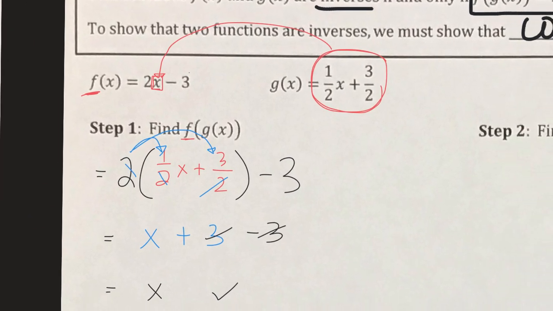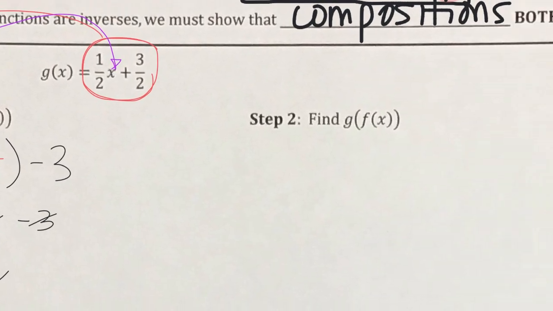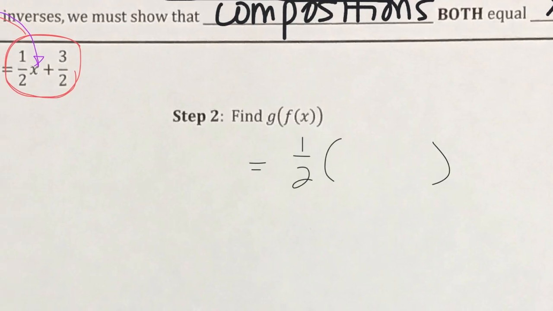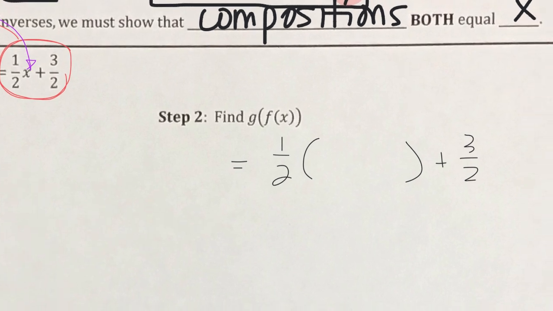So now let's do the other way. Let's take our f and plug it into our g. Okay? So that's 1/2 of a bunch of stuff plus 3 over 2. Okay? And that bunch of stuff happens to be 2x minus 3. So there is your composition. I am putting my f function into my g equation.